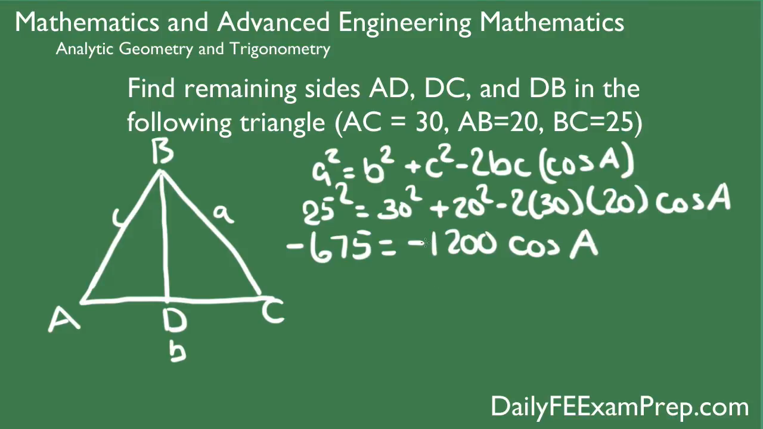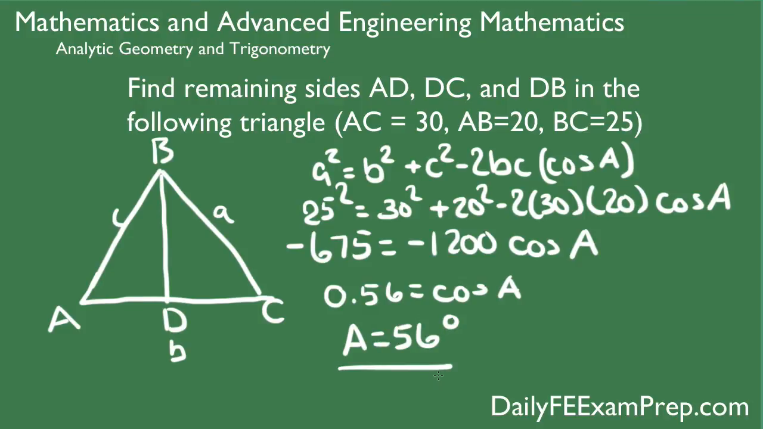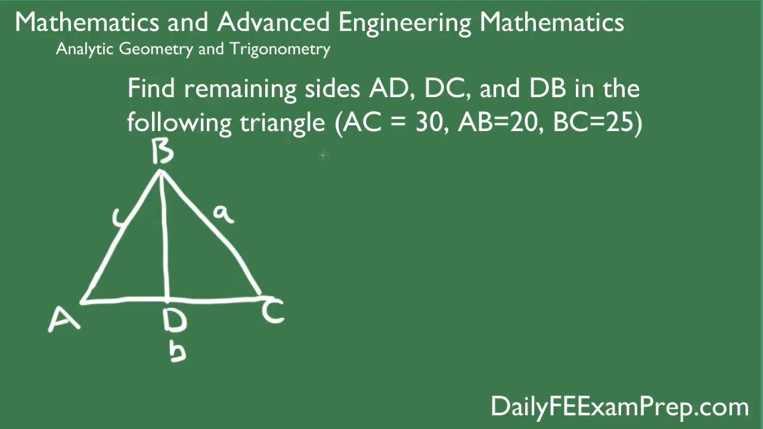And dividing 675 over 1200, we get 0.56 is equal to cosine A. And I'm sure you know all we do to get the angle is to take the inverse cosine, which will give us an angle of A is equal to 56 degrees. All right, so make note of that because we're going to use that to solve for the rest of our problem. So we know that our angle is 56 degrees. So now let's go ahead and solve for the remaining sides.